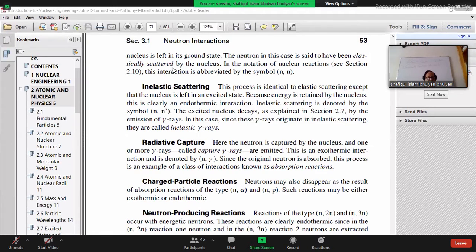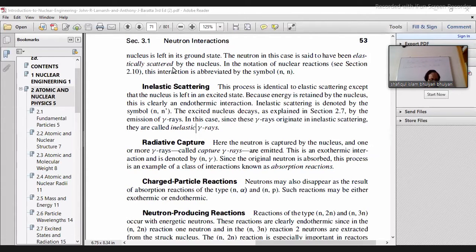The neutron appears with the same energy, and the nucleus also is in the ground state. So actually nothing happens as far as the neutron energy is concerned. The neutron in this case is said to have been elastically scattered.